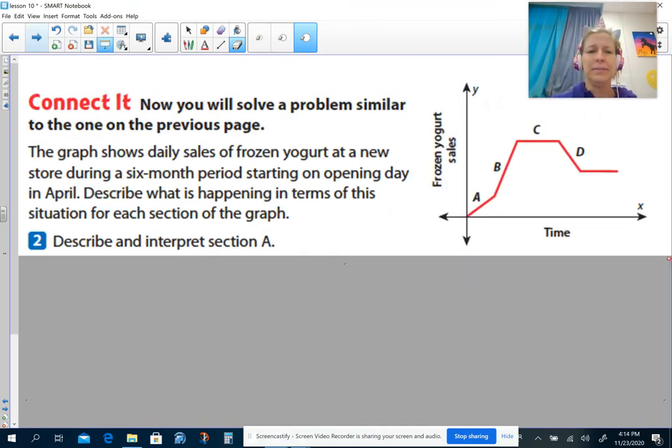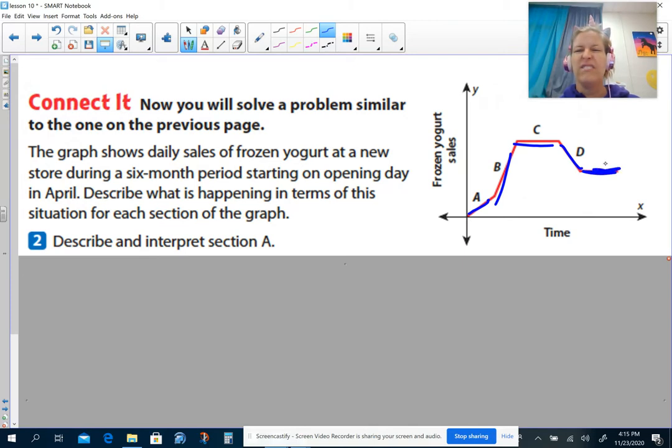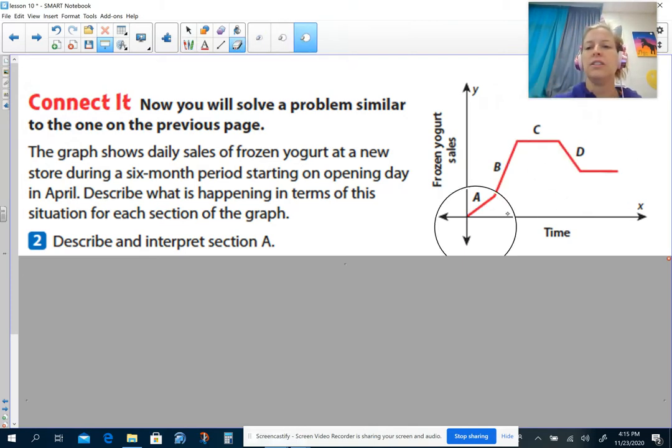Now we're going to connect it, okay? And we're going to do something similar. I'm going to ask, how many sections of this graph do you notice? There's only 4 sections, 4 letters, right? But watch, we've got 1, 2, 3, 4, 5. There's really 5 sections to this graph. So we're going to break it down 1 section at a time.